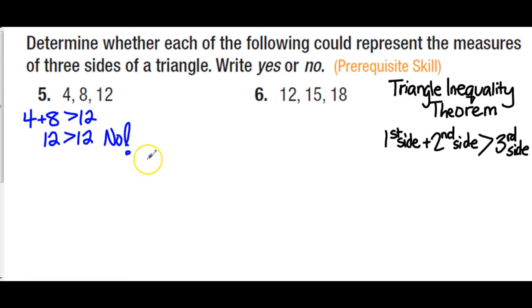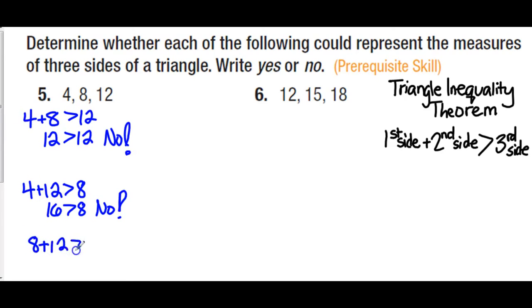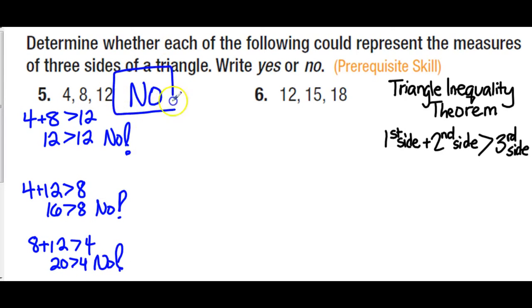What if we were to change it? Would it make sense to try 4 plus 12? For the sake of the notes, I'll just write it out real quick. Some of us might be saying already the answer is definitely a no, because that's going to be way too big. But sometimes it's good to check it all out. The only other possibility that we have not added together would be 8 plus 12, but that's even bigger. That would be 20 is greater than 4. Definitely no. So we have exhausted all possibilities. The answer is no.